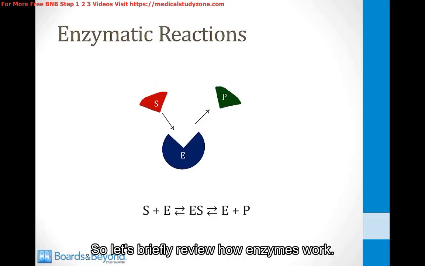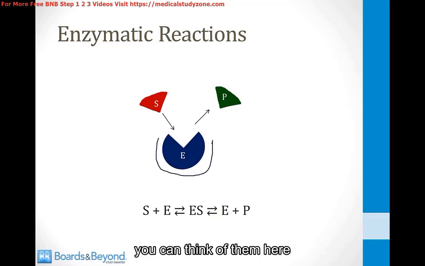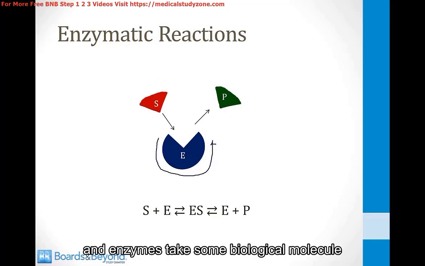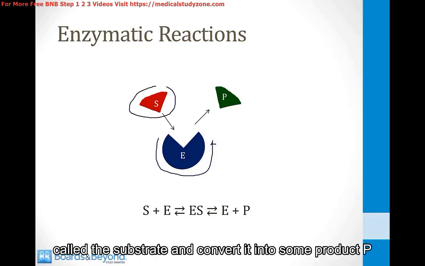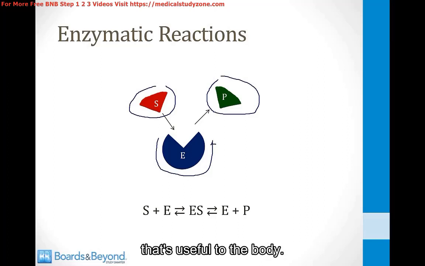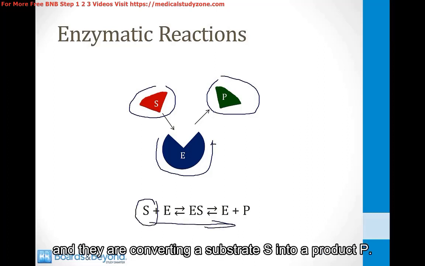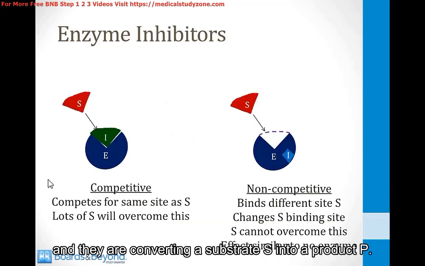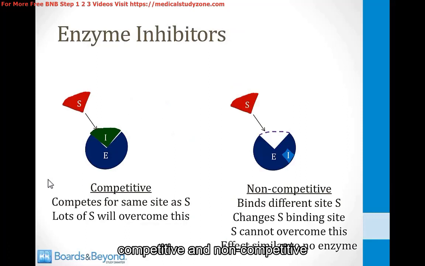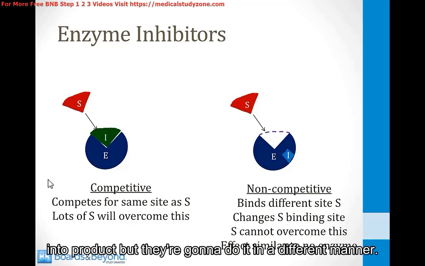So let's briefly review how enzymes work. Recall that enzymes are mostly proteins, and I've drawn a picture of the way you can think of them here. And enzymes take some biological molecule called a substrate and convert it into some product P, which is another biological molecule that's useful to the body. So essentially, they are catalysts, and they catalyze a reaction like I've drawn down here, and they are converting a substrate S into a product P. So the two types of inhibitors, competitive and non-competitive, are going to inhibit the conversion of substrate into product, but they're going to do it in a different manner.